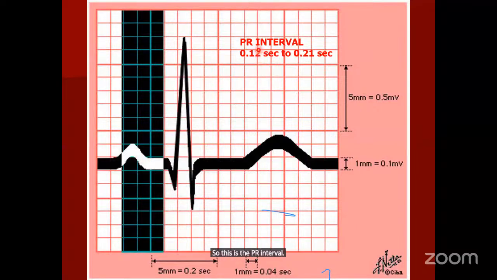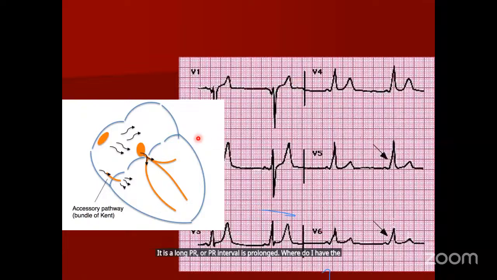Normal PR interval is 0.12 to 0.21, which means it should not be shorter than 3 small squares and it should not be longer than 5 small squares. So when it is shorter than 0.12, it is called short PR. If it is more than 0.2, or more than 5 small squares horizontally, it is a long PR, or the PR interval is prolonged. Where do I have the short PR interval?